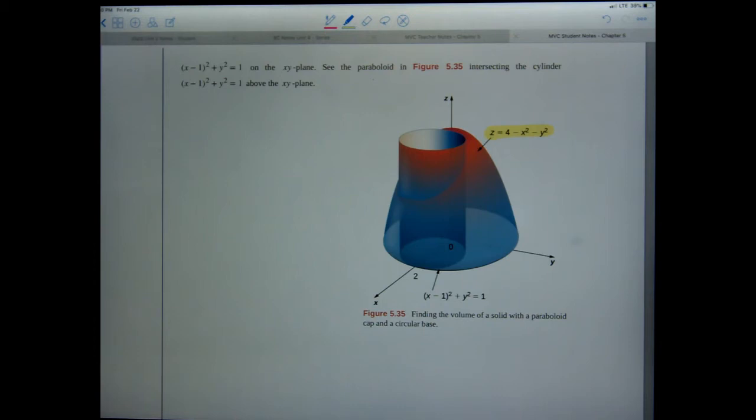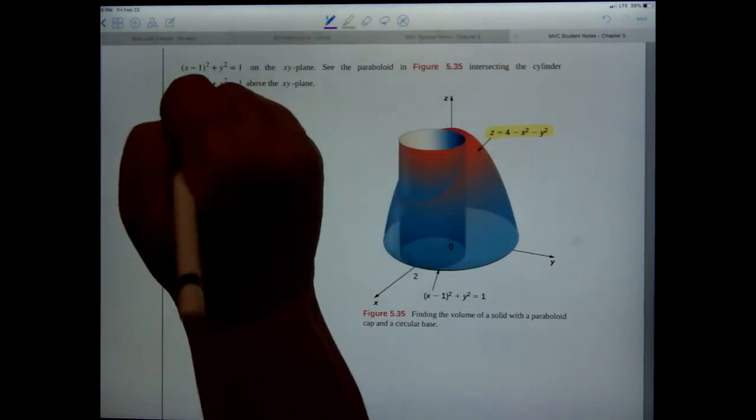Now, the tricky part is the fact that it's not the unit circle anymore. It's the unit circle moved one space to the right. So now we've got to change our limits of integration. Okay? So think about it for a minute. So my r and theta change, I mean, my delta r changes. Now the r and the theta aren't quite as straightforward. So we're going to do this in a series of steps.